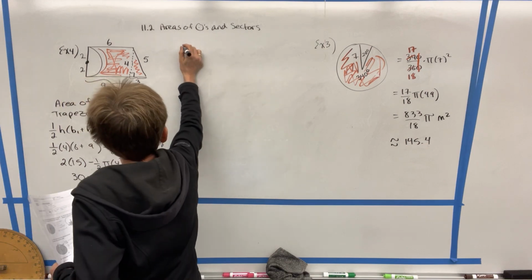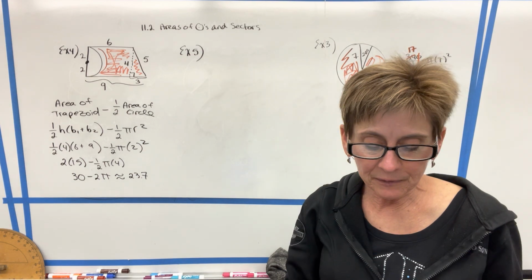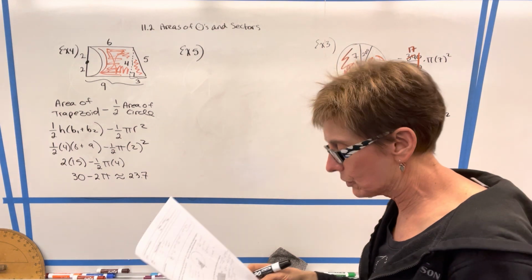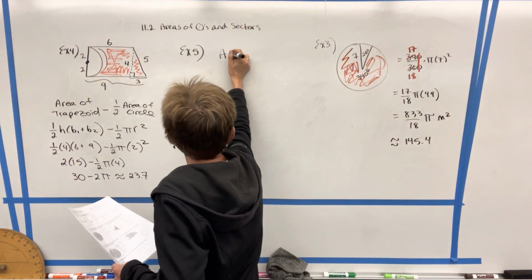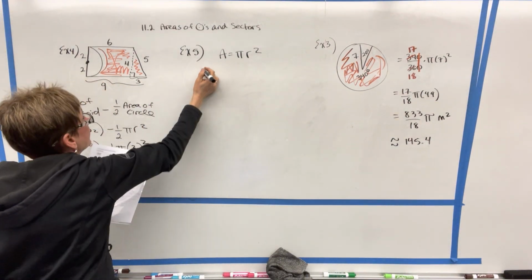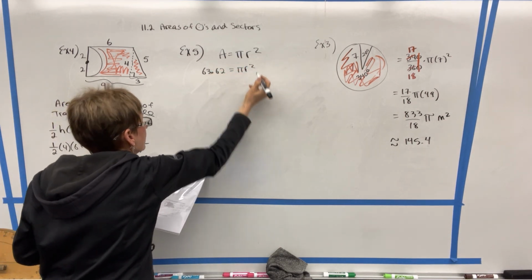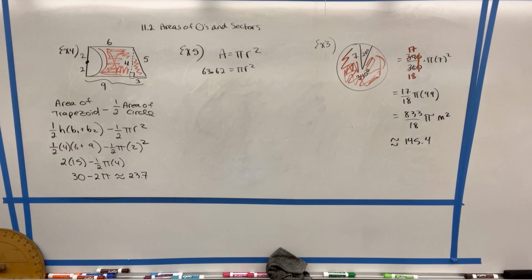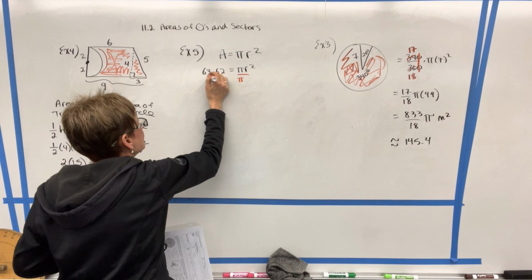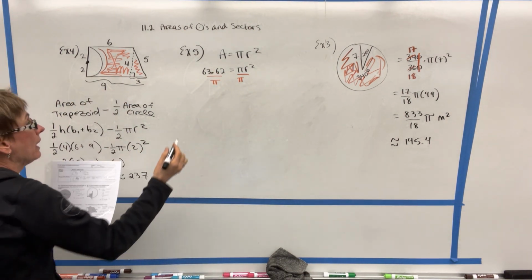Okay, last example, example number 5, we're being asked to work backwards. It says, find the radius of a circle with an area of 63.62 square yards. So my area is pi r squared, and I'm being told that that area is 63.62. The way that we can handle this is using opposite operations. The opposite of multiplying by pi is dividing by pi. So we divide both sides by pi.